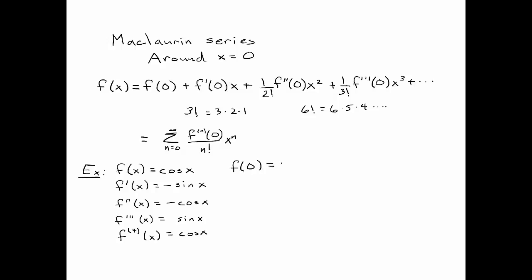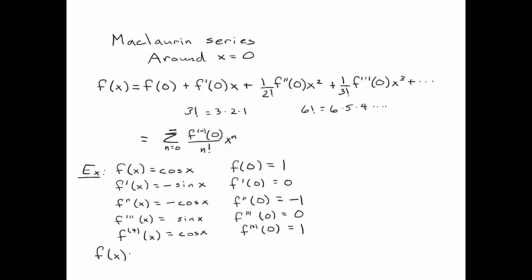Okay, cosine of 0 is 1. Sine of 0 is 0. Cosine of 0 is 1, so this is minus 1. Sine of 0 is 0. Cosine of 0 is 1. So in this case, we actually have to get up to the fourth derivative to get three non-zero terms. So let's write that out.